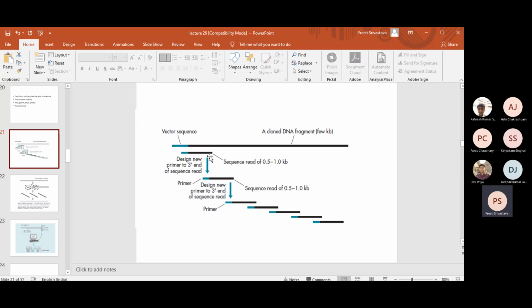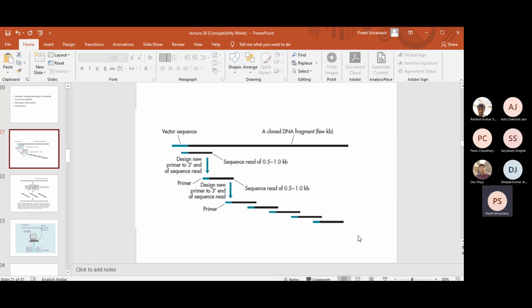Again, you design a primer based upon the sequence obtained. Again you march 500 base pairs to 1 kb. Again you design a primer and again you march. So this way you can actually march the entire 10 or 12 kb region by every time walking up to 500 base pairs or 1 kb.